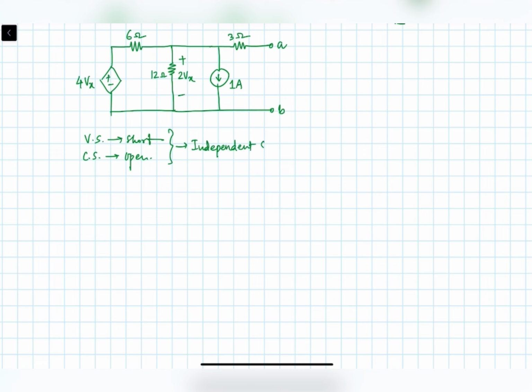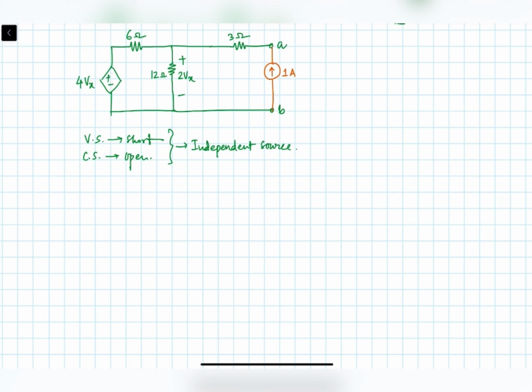Independent source. If there is an independent source, you have to solve that, keeping that in the circuit. So we have one dependent source, that is 4Vx, right? Okay, so now just remove this 1 ampere from here, and you have to connect a current here that is of 1 ampere, or you can connect a voltage source also of 1 volt.